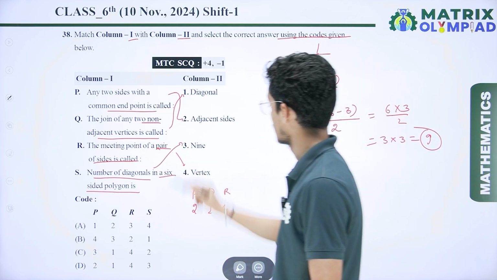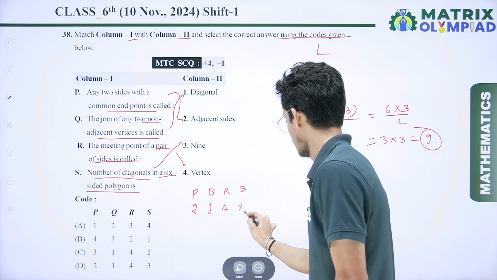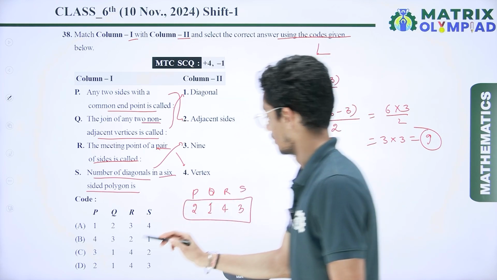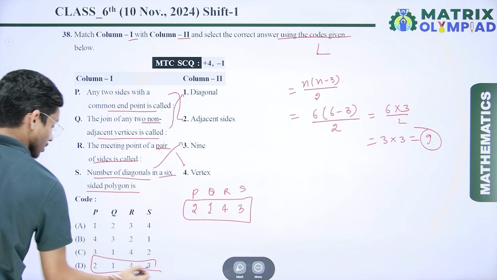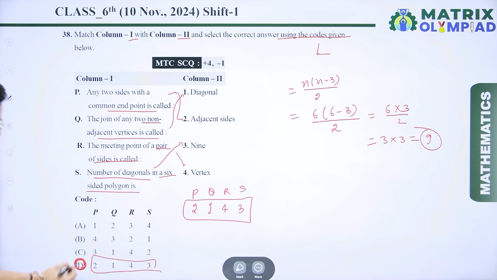It means S is connected to third. So S is connected to third. So 2, 1, 4, 3. So 2, 1, 4, 3 here. So here I can say that option number D is the correct answer.